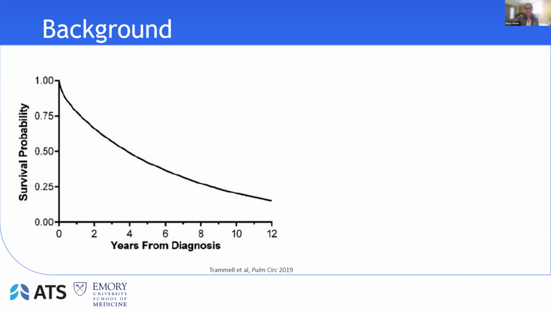The Kaplan-Meier curve on the screen is from a 2019 paper in Pulmonary Circulation by my mentor, Aaron Trammell, that used ICD-9 codes to identify a cohort of more than 100,000 veterans with a presumptive diagnosis of pulmonary hypertension. His analysis showed that survival in this group was really quite poor. The median overall survival was only 3.88 years from initial diagnosis.